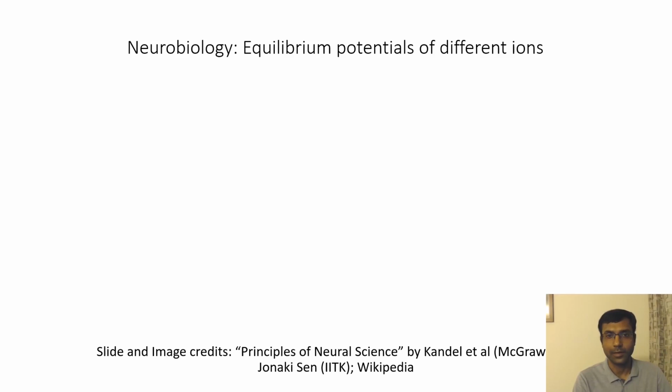Hi everyone, welcome to Neurobiology. In the last video, we looked at the idea of equilibrium potential of a particular ion. We saw that this is the value of membrane potential at which the electrical gradient and the chemical gradient balance out, and therefore there is no net flow of that particular ion.